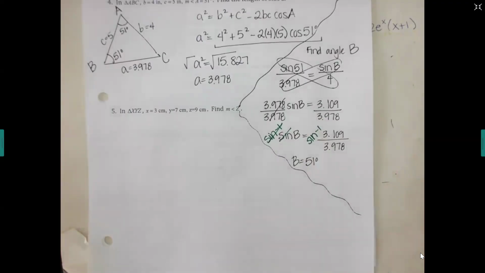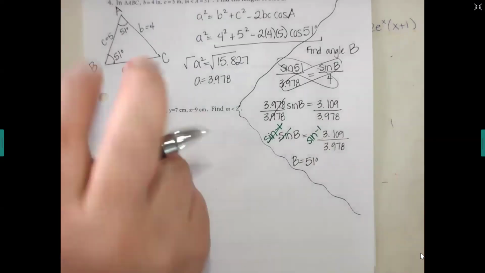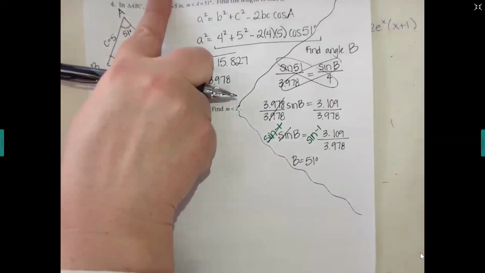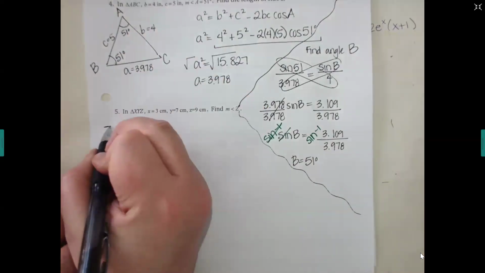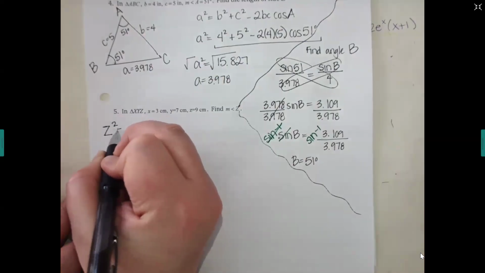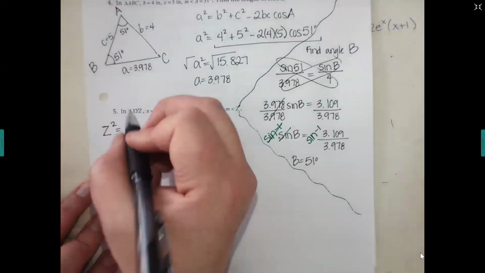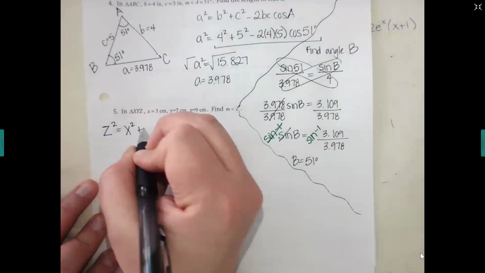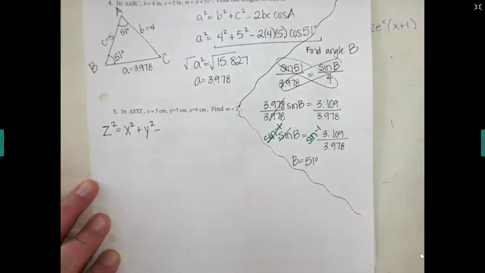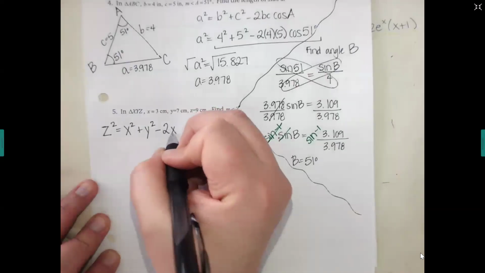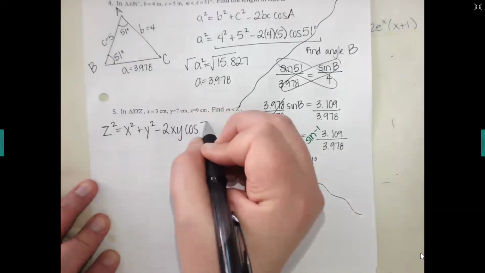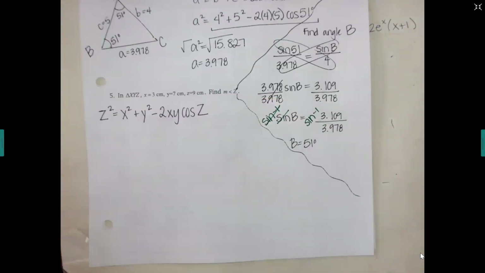I want you to pick the equation that starts with C squared, but let your C be the Z, okay? So it's going to be Z squared equals. A and B are now going to be X's and Y's. And then cosine Z. So your equation should look like that.